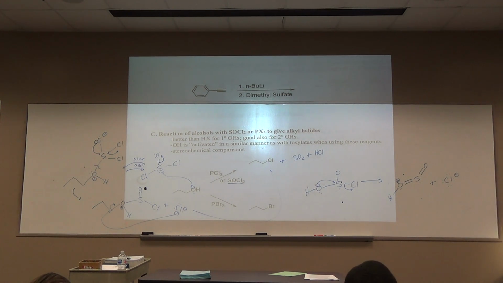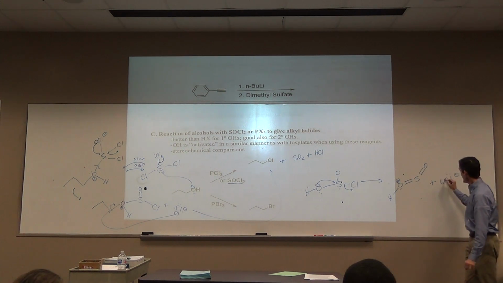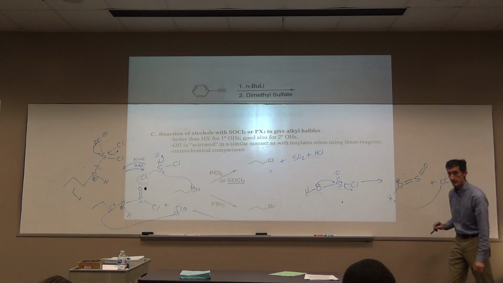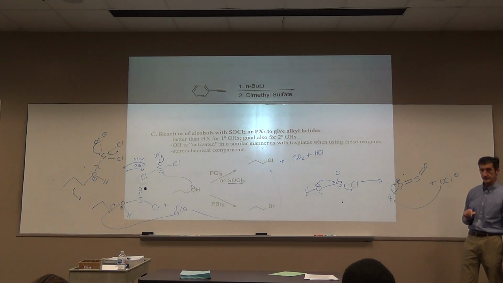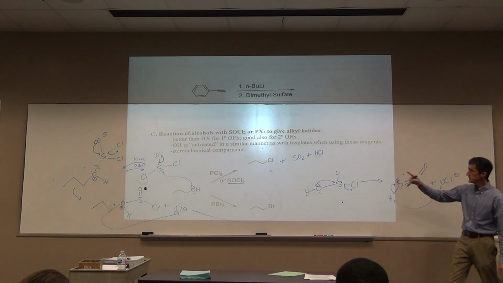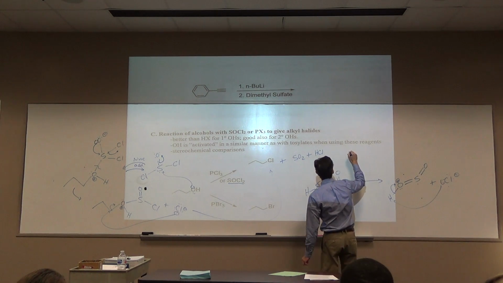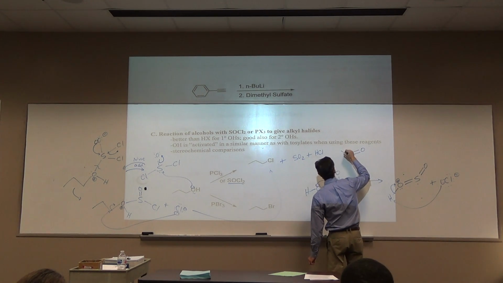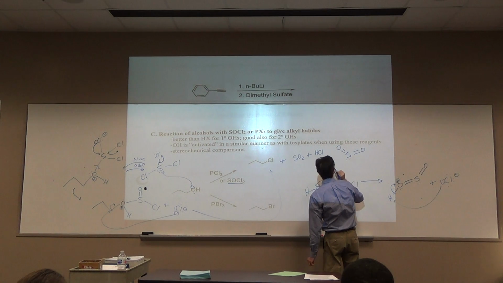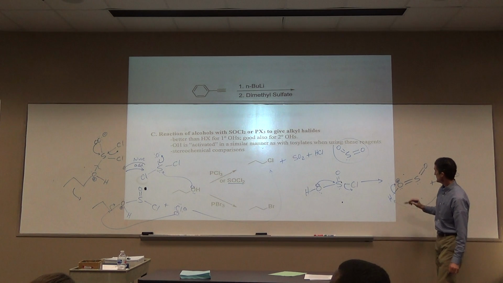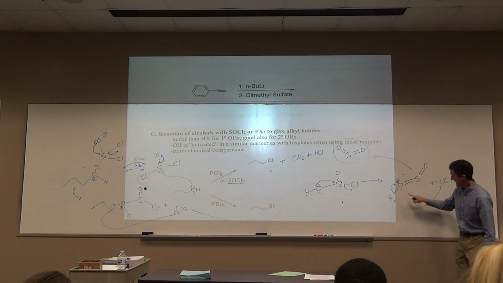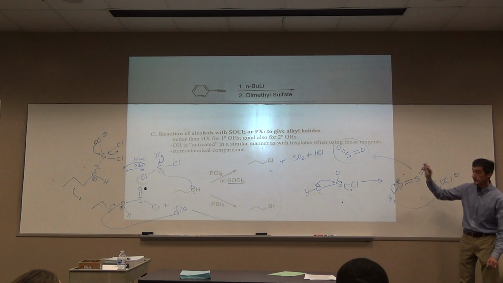Everybody seeing what's coming next? How do we get the final products? This then takes the H, leaves that behind as a lone pair. What does this give? It gives HCl. Because you know the structure of HCl. What's the structure of SO2? It's that. Right? You see how this, when it takes the H, it gives that. That's SO2.